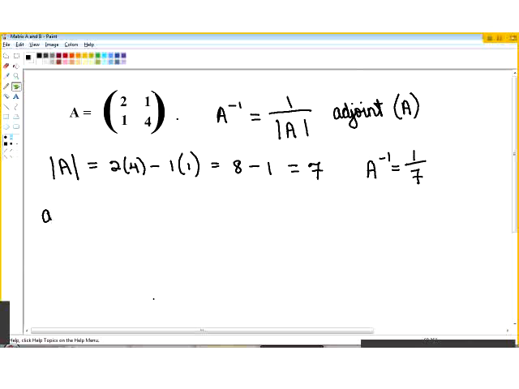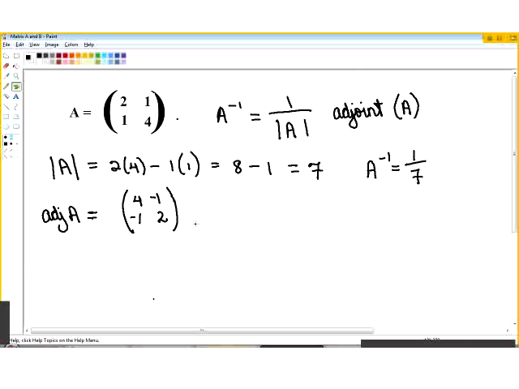The next part we have to find is the adjoint. The adjoint of A. Again, we did this before, but we recap it again. For the adjoint of A, you interchange your main diagonal, right? And now you change the sign of your minor diagonal. If it's positive, it changes to negative. If the components are negative, change it to positive. So we have -1 and we have -1 here.